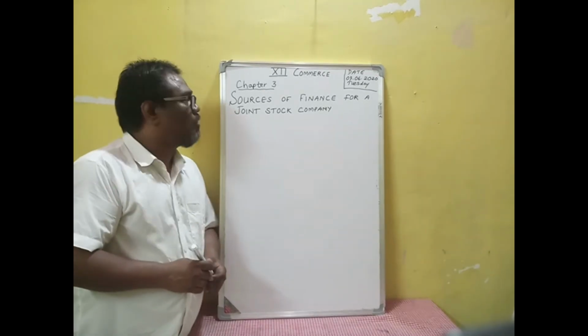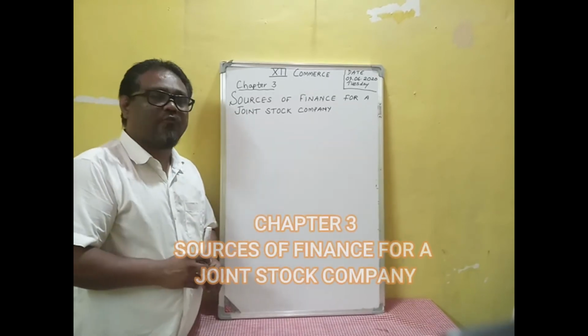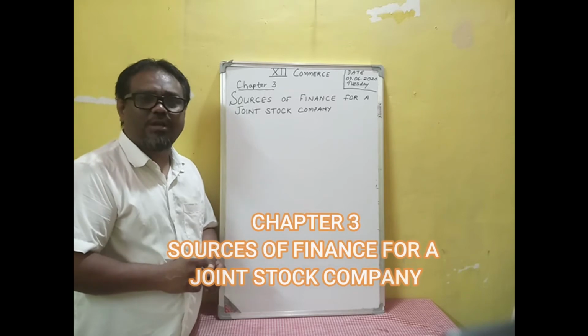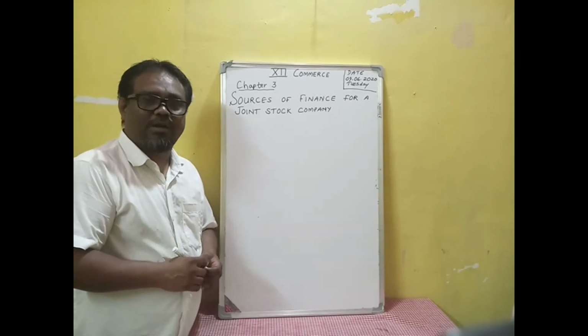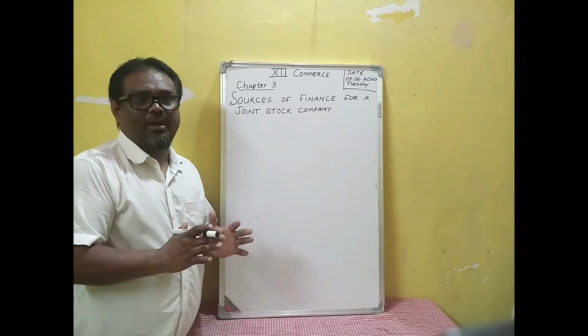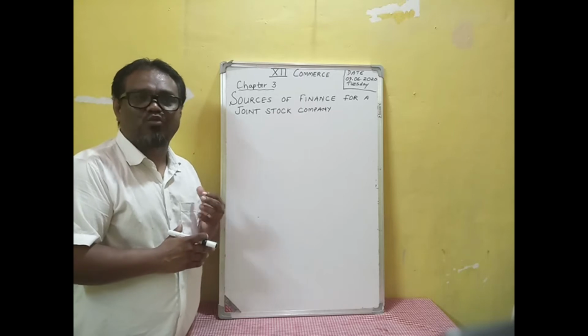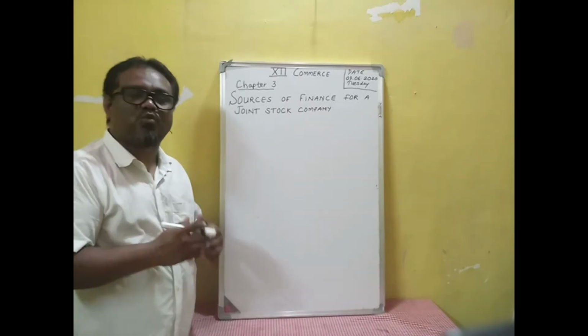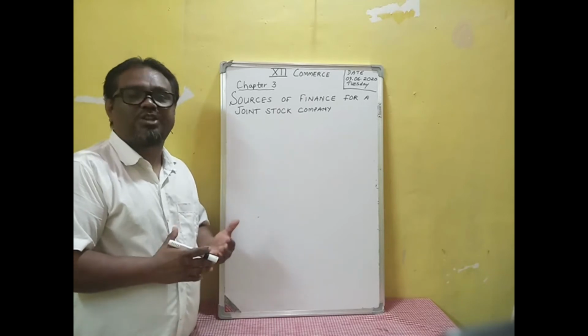We are going to start chapter number 3, sources of finance for a joint stock company. In this chapter we are going to learn from where a joint stock company brings the capital. What are the sources of finance? What are the sources of the finance fund of a joint stock company?